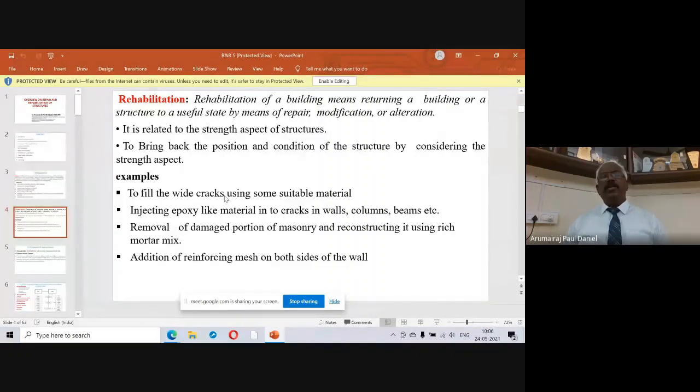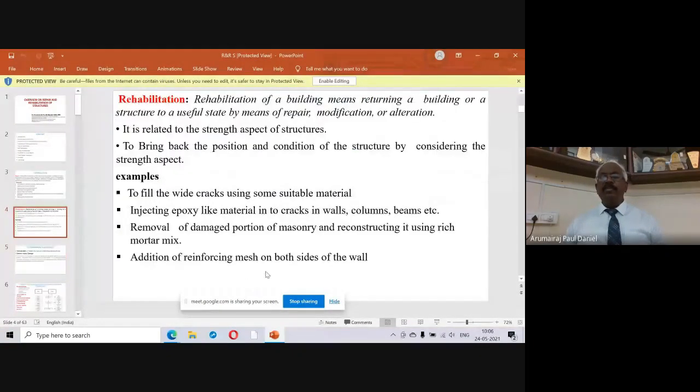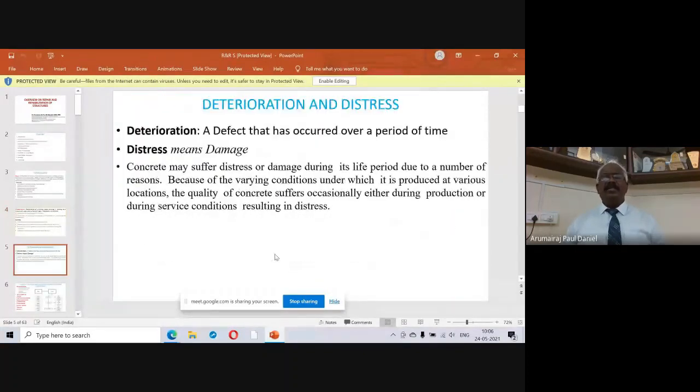Examples being, you have to fill the cracks I just mentioned by injecting epoxy-like material, removal of damaged portion of masonry, and addition of reinforcing mesh on both sides of the wall. There are some methodologies available. So what is deterioration? What is distress? A defect that has occurred over a period of time is deterioration. Distress means you have got some damage.